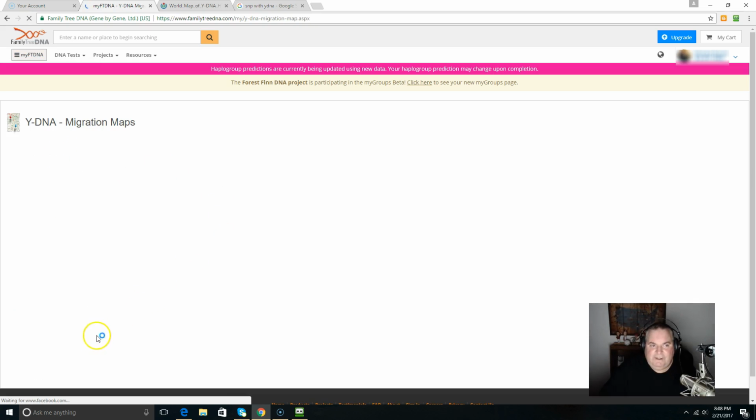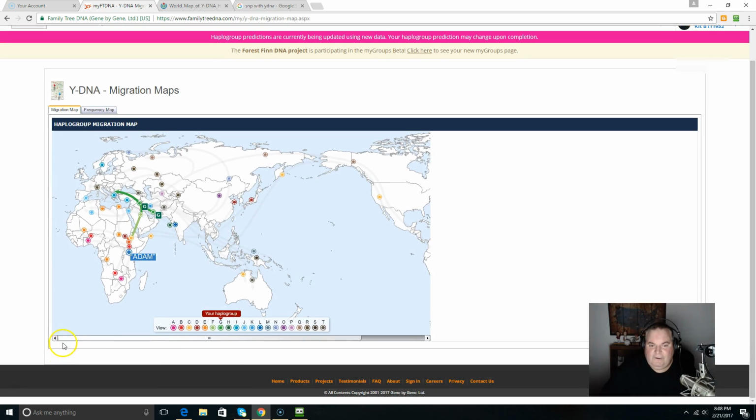Let's head on over to the migration maps, something that we were looking at a little earlier. And here, of course, Adam from 60,000 years ago, different branches. F was a group right in, looks like Saudi Arabia here, the Middle East. G, right out of Africa, and followed along a line, went eventually into Europe and then further into Europe. They also went into Russia. And here's some different maps.